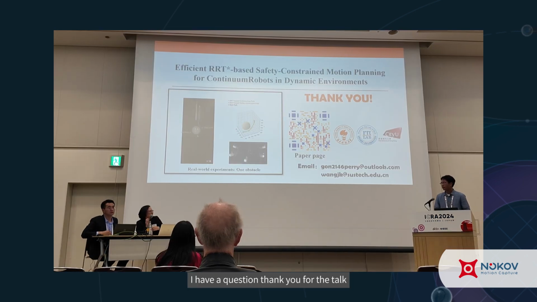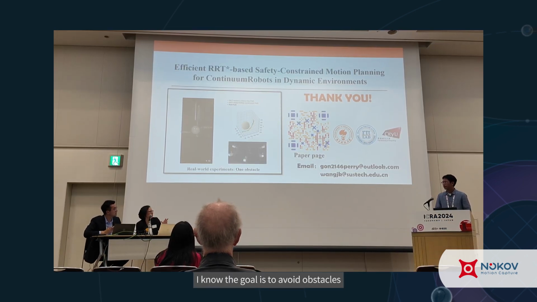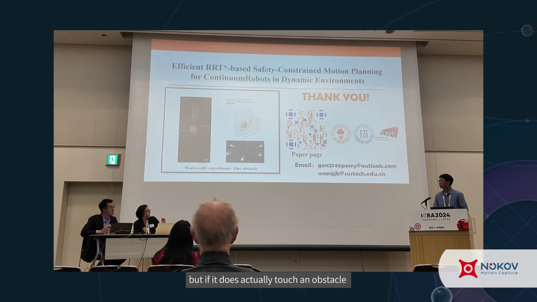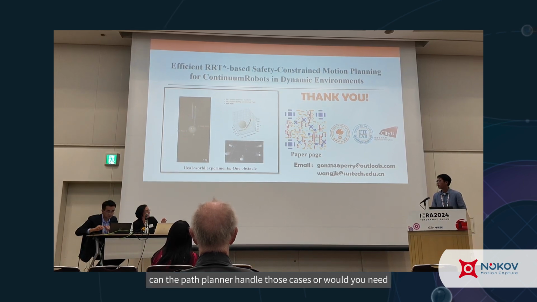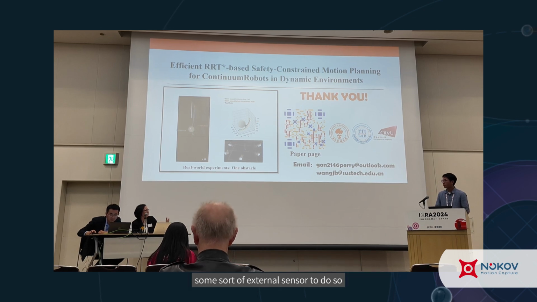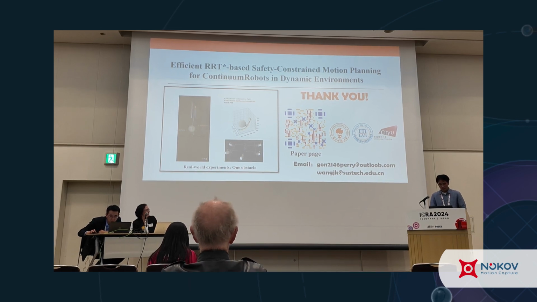I have a question. Thank you for the talk. I know the goal is to avoid obstacles, but if it does actually touch an obstacle, can the path planner handle those cases, or would you need some sort of external sensor in order to do so?